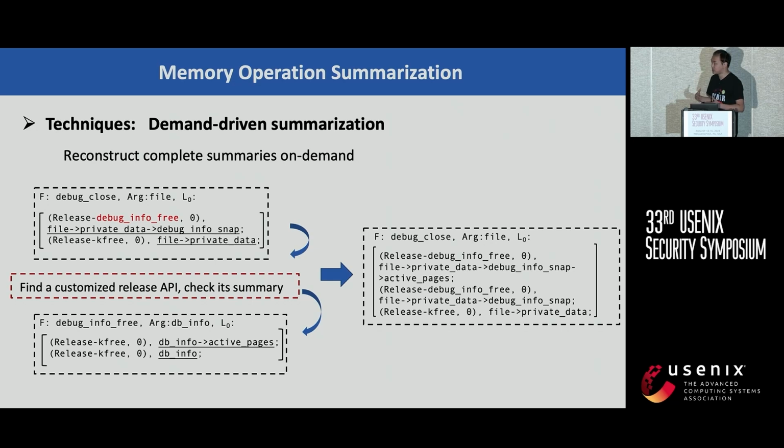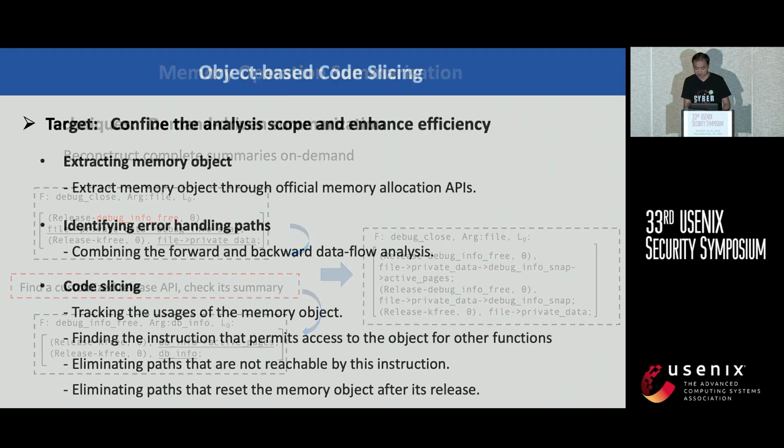When we do need to summarize the memory operation of a function, we merge the summary of the function itself with those of its callees. By doing this, we transform the inter-procedure analysis of memory management into merging summaries of different functions, allowing us to analyze each function only once.